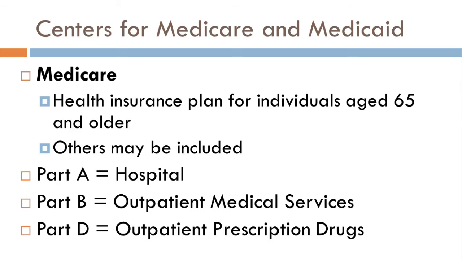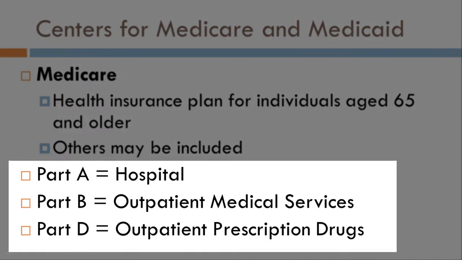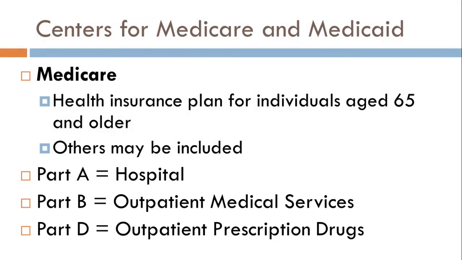with the second bullet point that I just mentioned, others may be included. Now these next three bullet points are very important, and I want you to know them. We have Part A, Part B, and Part D. Those are very important. There is a Part C, but I'm not as interested in that because these are the ones you're going to see the most often. Part A is hospital. If you're over 65, you have Medicare, you're headed to the hospital, you're going to have to be paying for it with Medicare. Part A is an apple.